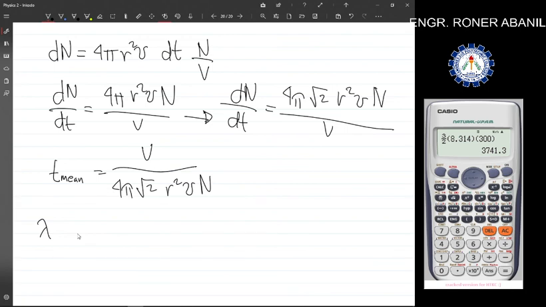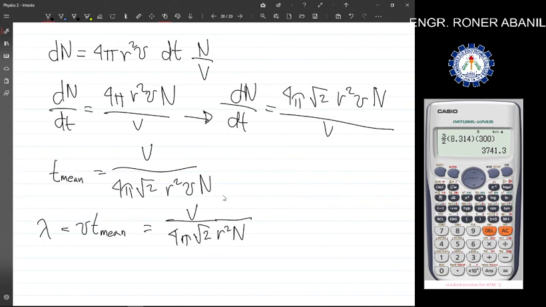So, for a simple model, this is just the molecular speed v multiplied by t mean. Okay? So, yung lambda is v multiplied by t mean, or equal to v over 4 pi square root of 2 r squared n. Ayan. So, the mean free path is inversely proportional to the number of molecules per unit volume, and inversely proportional to the cross-sectional area pi r squared of a molecule. The more molecules and the larger the molecules, the shorter the mean distance between the collisions. Note that the mean free path does not depend on the speed of the molecule.